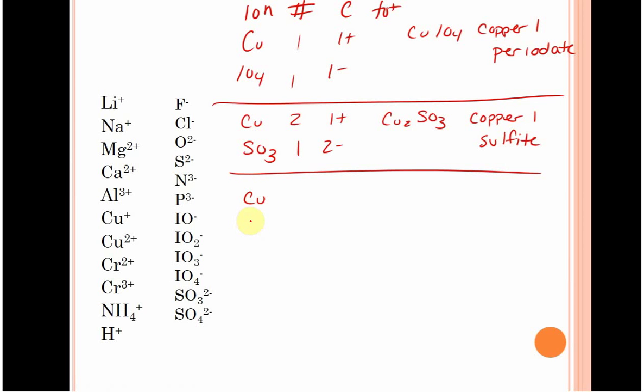Copper and sulfate. Here the copper has a 1 plus charge because I specified. Sulfate is 2 minus, so we need 2 and 1. Cu2SO4 is copper 1 sulfate.